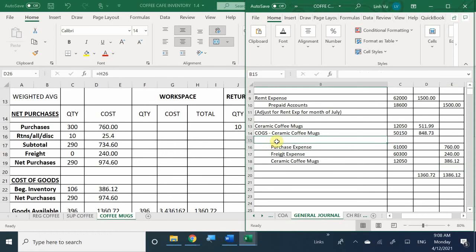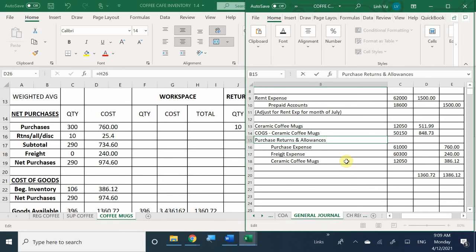Good. So that's exactly what we have here. We have to think about it this way. We're going to calculate our total amount available: our total purchases, our total freight, and our total beginning balance. But what happened to our purchase expense? We didn't purchase all 300 items. We made a return. We returned 10 items, purchase returns and allowances.